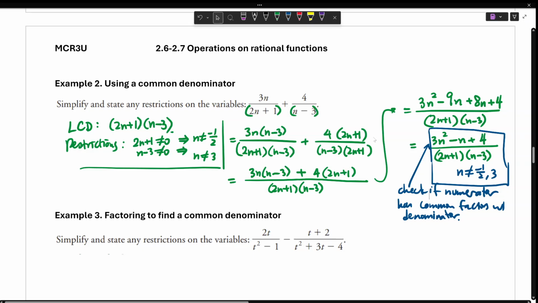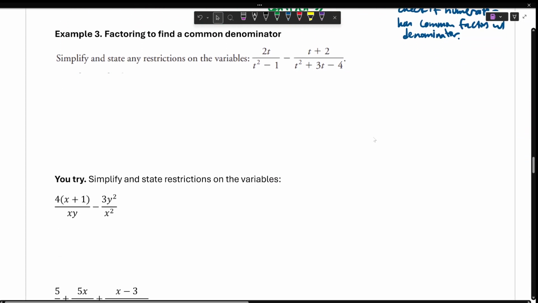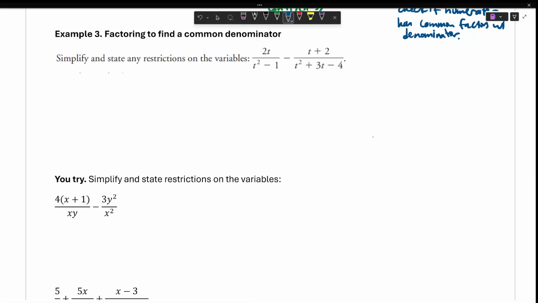Okay, so let's go on to example number 3. We have something more complex now because we have some quadratics. The easy way, which is also not the good way, is to just multiply the denominators. But that's going to give us some extra factors that we'll need to cancel out at the end, which is not that convenient. So instead, we're going to make sure to factor first.